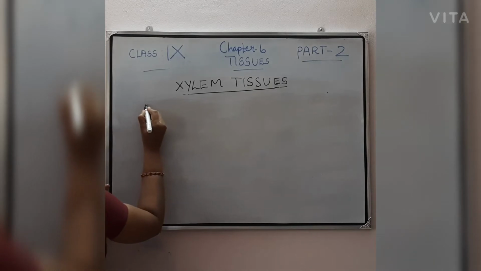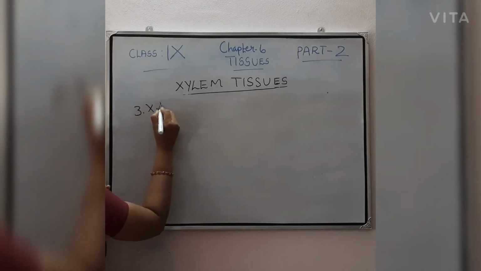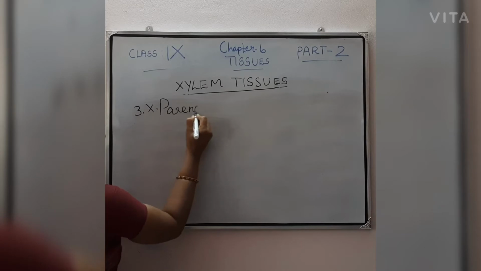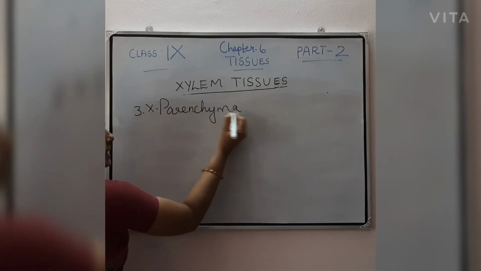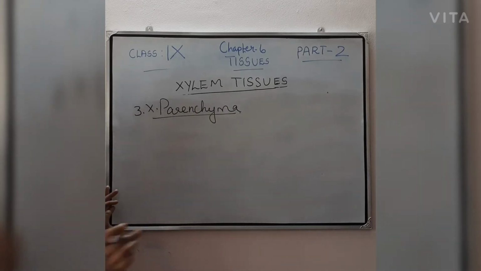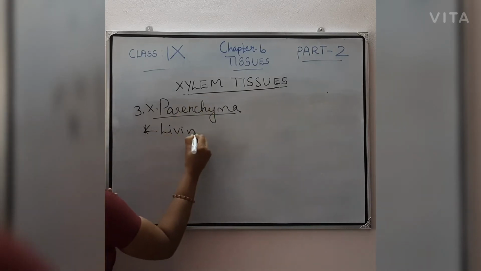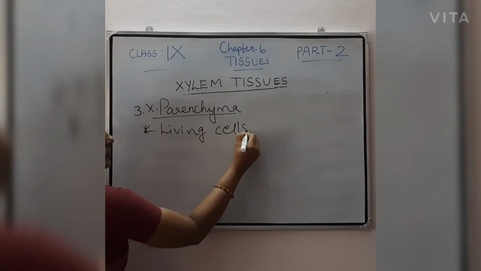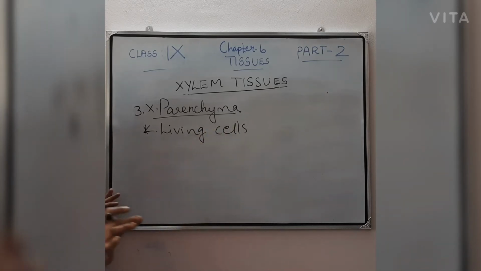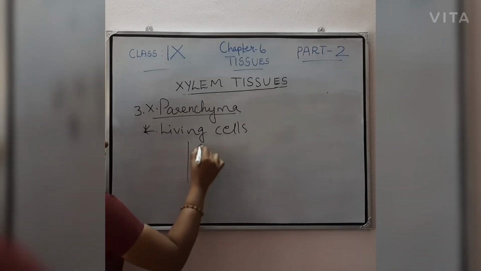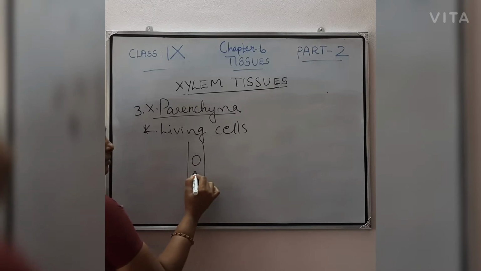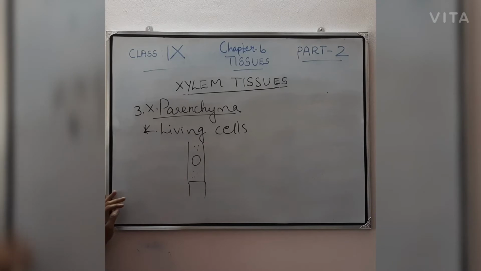Next, the third element is xylem parenchyma. These xylem parenchyma cells are the only living cells present in the xylem tissue. These are living cells, and these cells are elongated. You can see that in your textbook also. The diagram is there: the cells with the cytoplasm and a nucleus. These are the xylem parenchyma, and they are living cells.